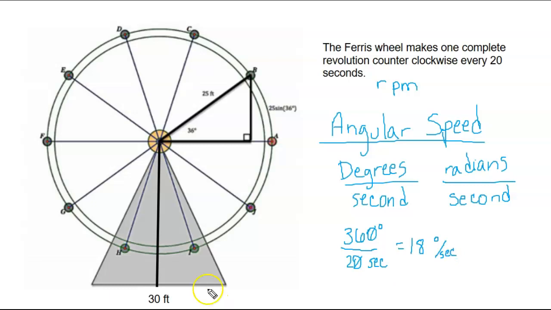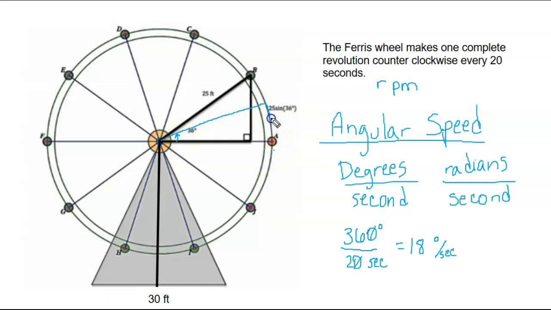So every second that you sit on the Ferris wheel, you're going to travel 18 degrees. Now that might not seem like much sense to you. 18 degrees, we're talking about this distance, the number of degrees that we have traveled from this center spoke. How far in degrees have we gone?